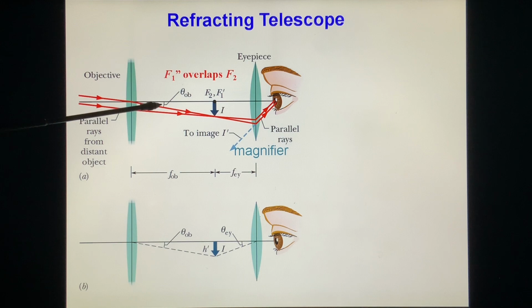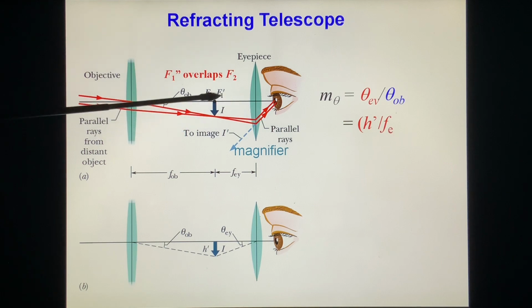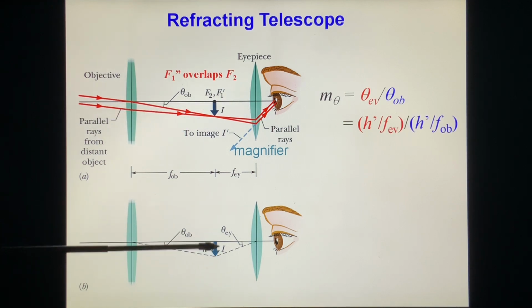When we look at the stuff, the original angle is theta objective. After the telescope it is theta eyepiece. Okay, and the magnification M theta is theta eyepiece over theta objective. Okay, and this one equals H prime over this, which is F eyepiece, and this one, theta objective, equals H over this one, which is F objective.